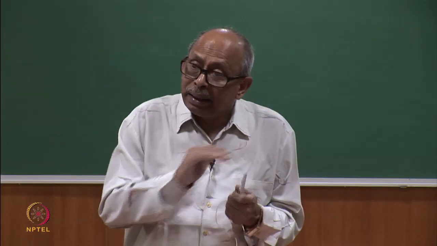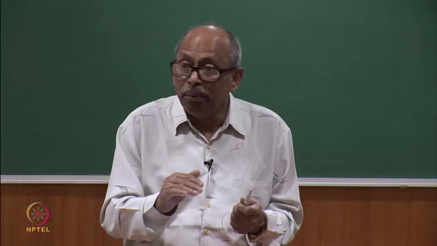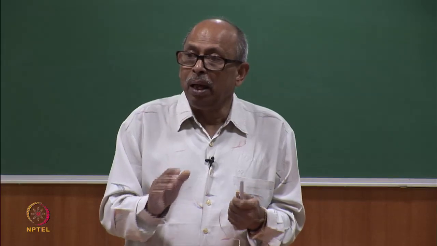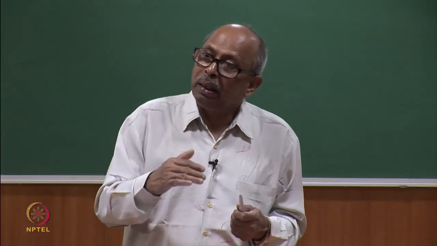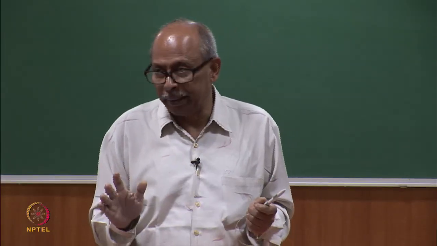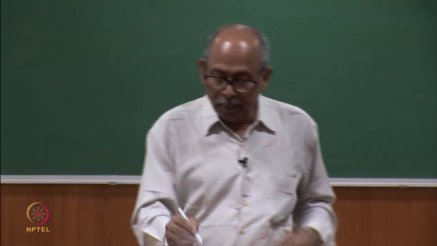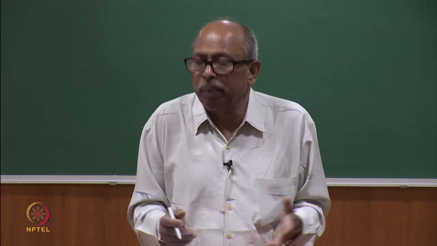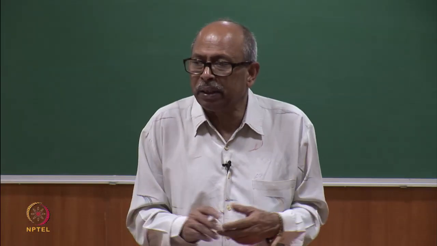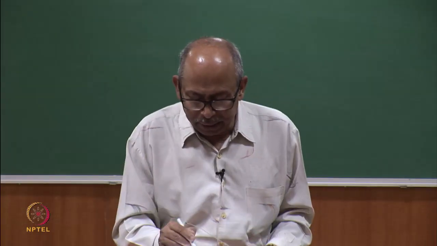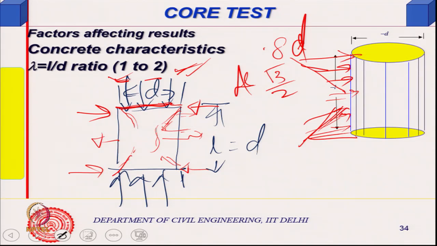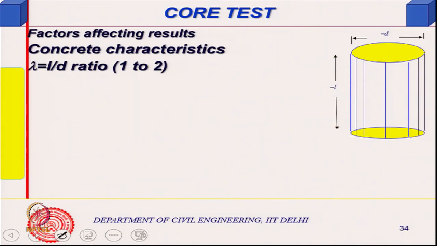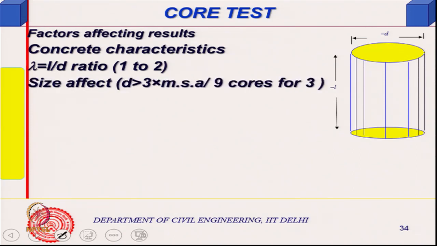If you are getting less than 1, then you trim it off and put some capping material. Otherwise, try to keep L by D equal to 1 and do uncapped testing. Uncapped testing is the best, but not more than 2 again. At 2 there is no further change, the L by D effect really goes away, but the code restricts it to L by D equals 2 for ease of calculation and things like that. So, L by D has an effect on the strength.